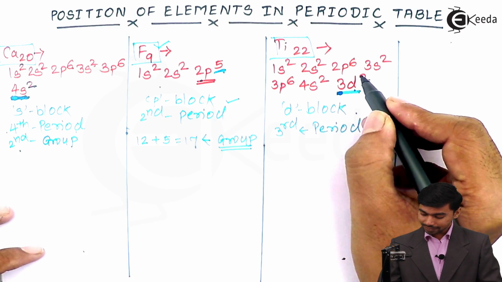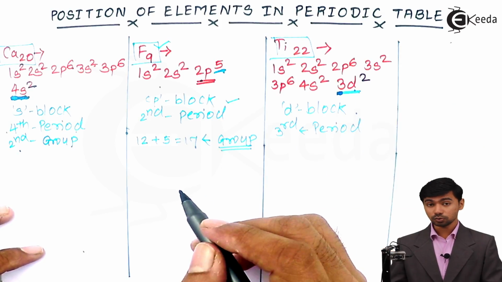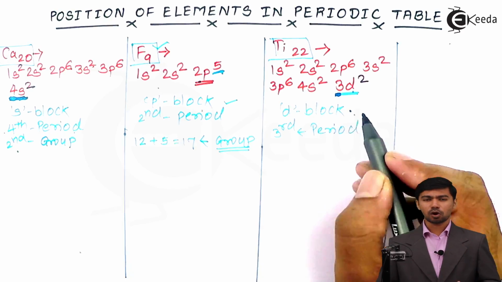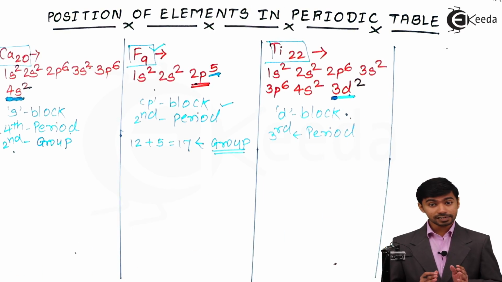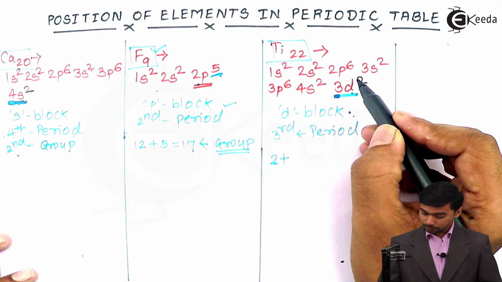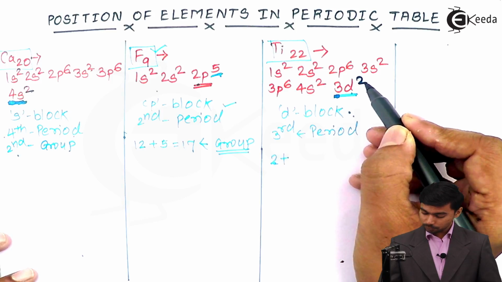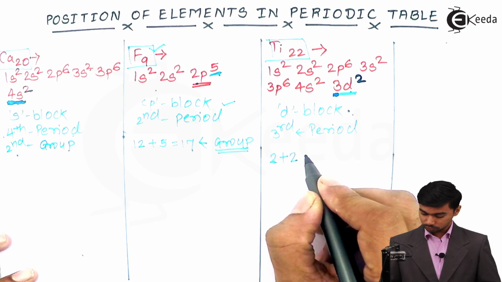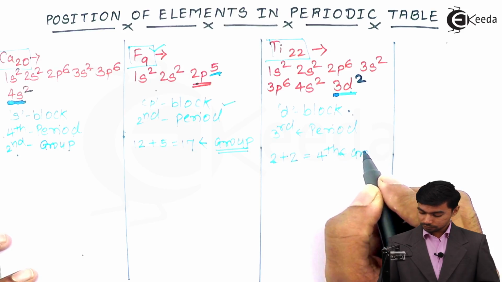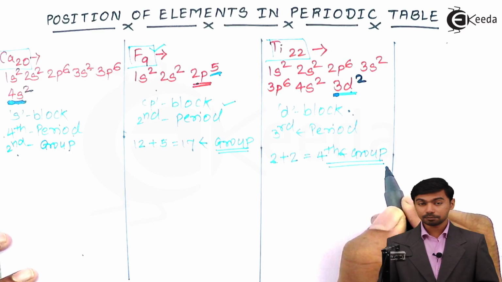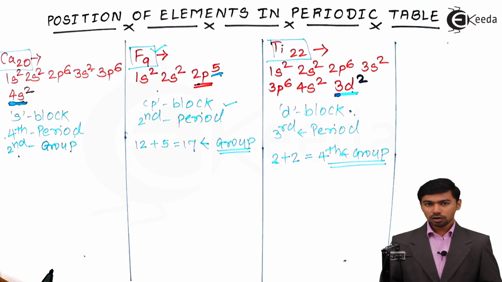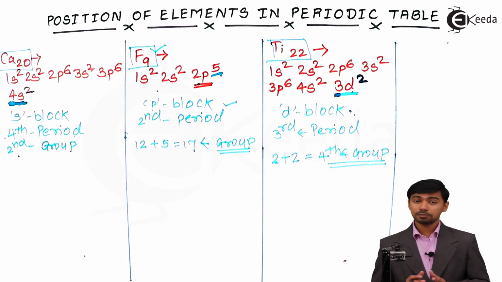And how many electrons are there in the d subshell? 2. So how do we know the group number? As this is the d block, but before the d block, which group is present? The s block. In the case of the s block, how many groups? 2 groups. And in the case of d, this is the second group of the d block. So 2 plus 2, in totality 4. That means titanium belongs to the fourth group of the periodic table. So this is how we can easily know the position of any element in the periodic table.